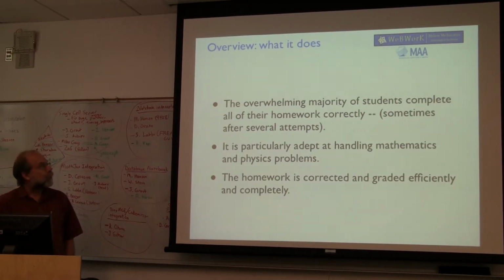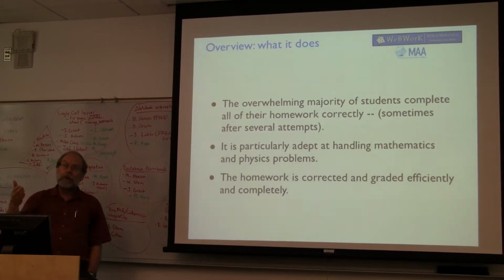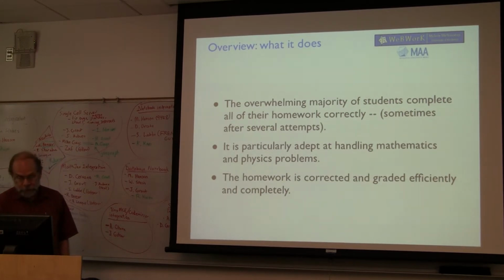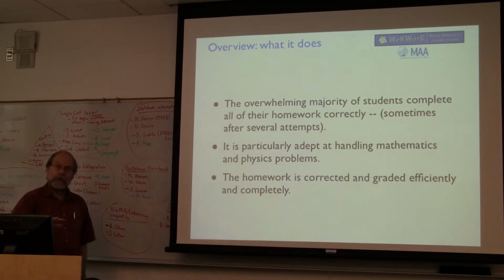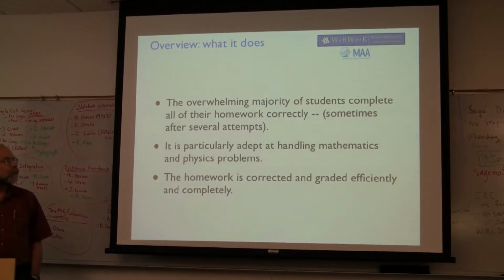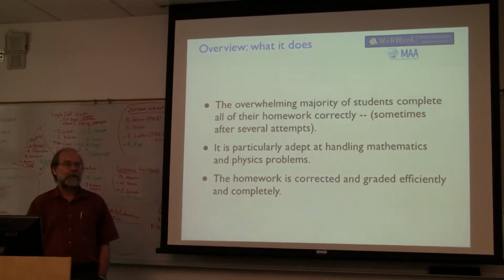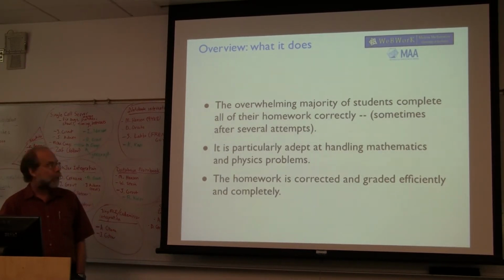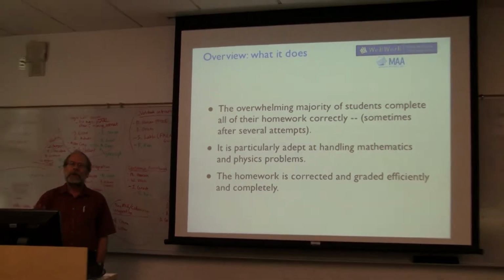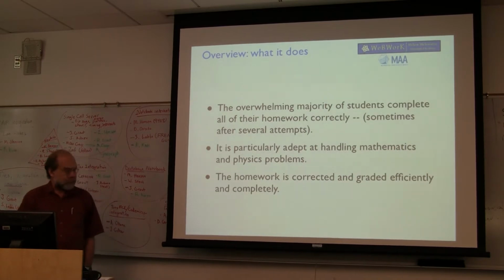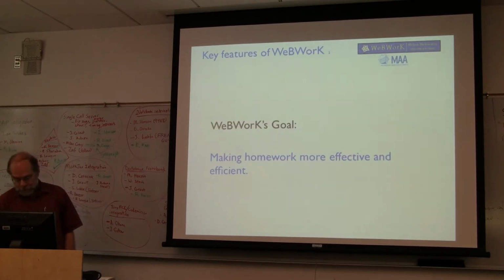Here's what it does. When students are doing their homework online with this instant feedback, the overwhelming majority of students complete their homework correctly. So it's homework, it's not quizzes. The idea is that if you didn't get it right, you get to redo it until you get it right. So eventually they get it right. It's particularly good at handling mathematics and physics. That's what it was designed for, and that's where it's most deployed at the moment. It could be used in chemistry for sure. But more general systems like Moodle have not been particularly good at mathematics, and the homework is graded efficiently.